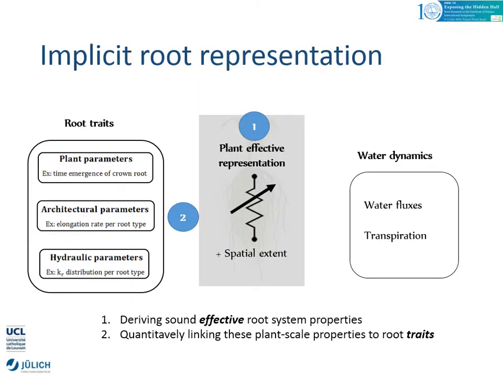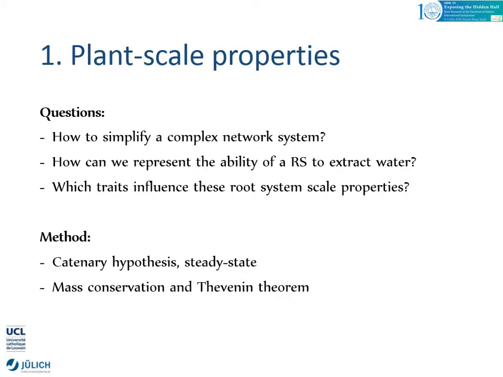And to do that, we first need to find these parameters and then make the link between these parameters and root traits. So the questions are, how can we simplify a complex network like a root system? How can we represent this ability to extract water? And which traits influence those root system scale properties?